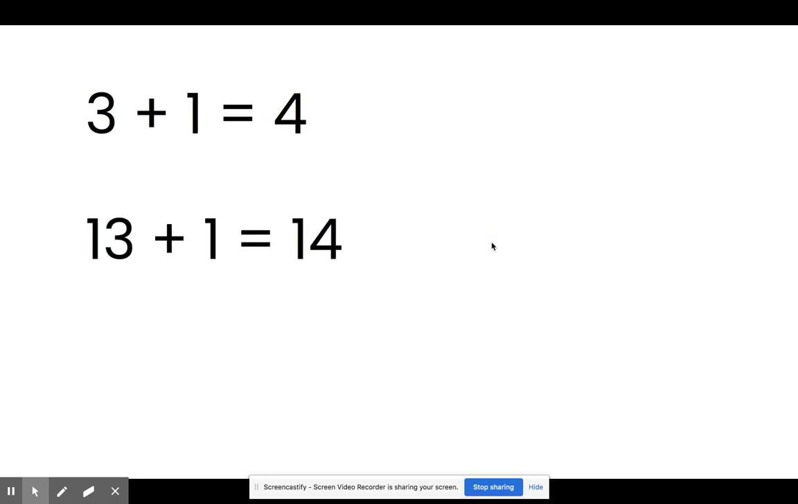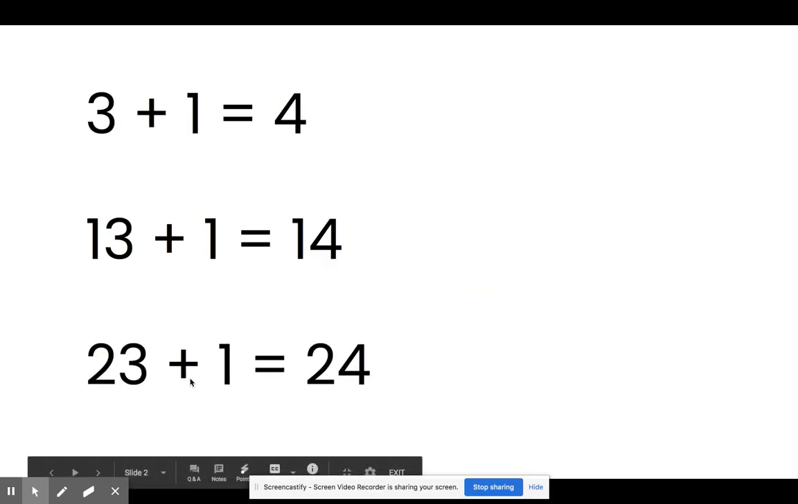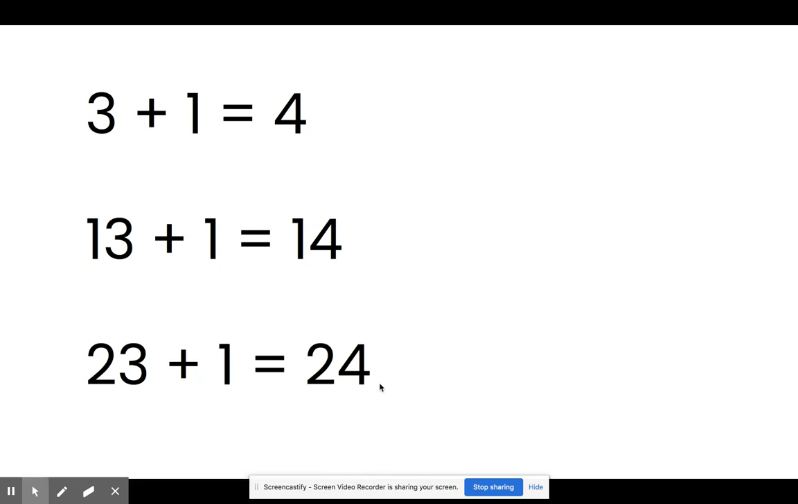Let's look at this one. 13 plus 1 equals 14. They're not identical, but they definitely have some similarities. Let's look at another one. 23 plus 1 equals 24. Well, that one's not identical either, but I still see some things in common. Can you see something that's the same or similar?